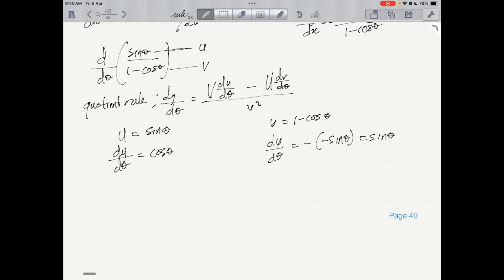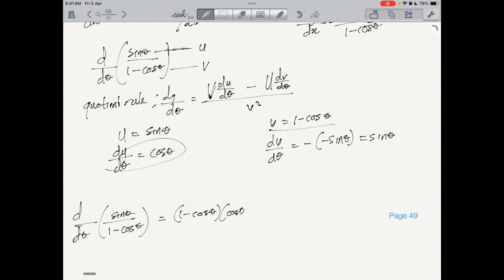Therefore, d/d theta of sine theta divided by 1 minus cos theta, applying the quotient rule, we have it to give us v, and our v is 1 minus cos theta, multiplied by du/d theta, that's cos theta, minus u, which is sine theta, multiplied by dv/d theta, that is sine theta, divided by v squared, 1 minus cos theta squared.